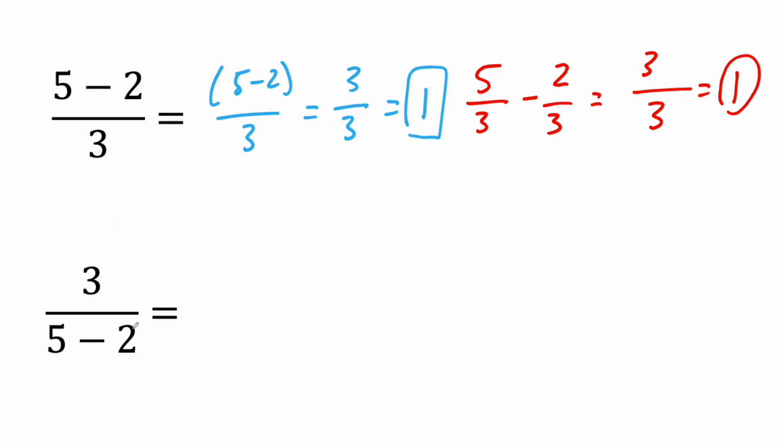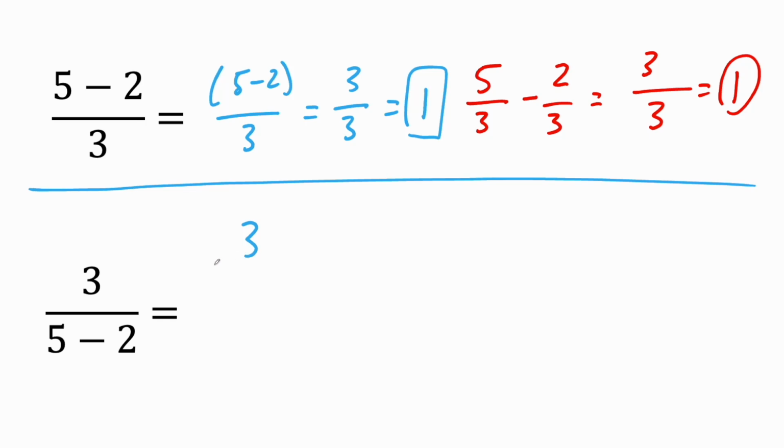Now, we'll do this problem, and we're going to try both ways to really illustrate the invisible parentheses. Same idea: 3 divided by parentheses 5 minus 2, close it, is equal to 3 divided by 3, which is equal to 1. This right here is our correct answer.